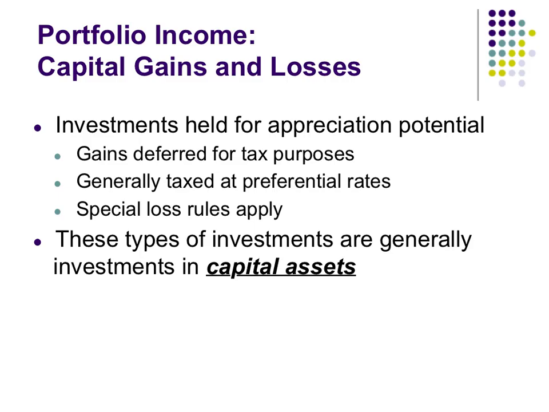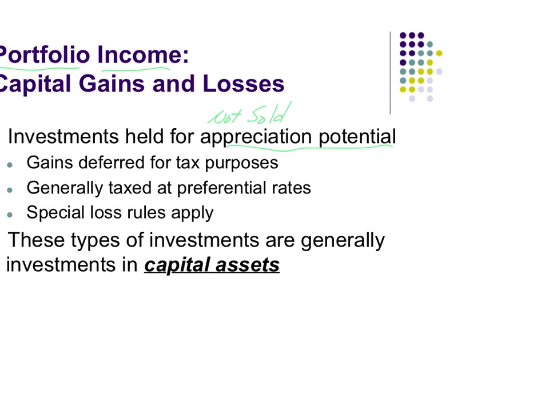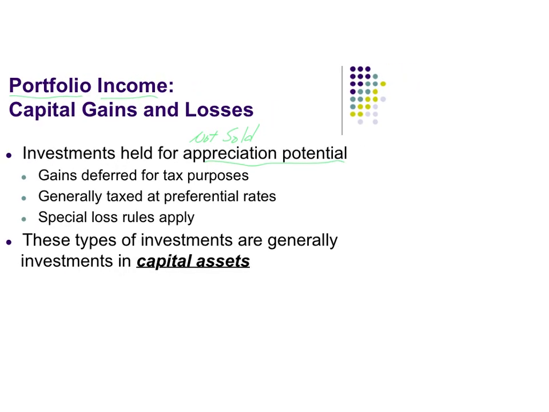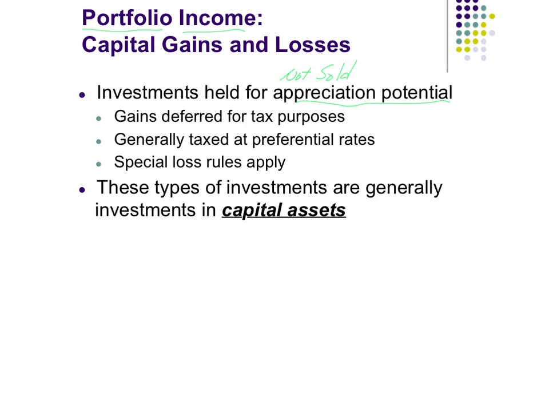So what about gains and losses, again when we're talking about portfolio income? If things are held for appreciation, meaning not sold, gains are deferred, and generally taxed at preferential rates when they're sold. And then there are some special loss rules, and we'll talk about those loss rules. Okay, let's talk about, sorry for moving that around so much.